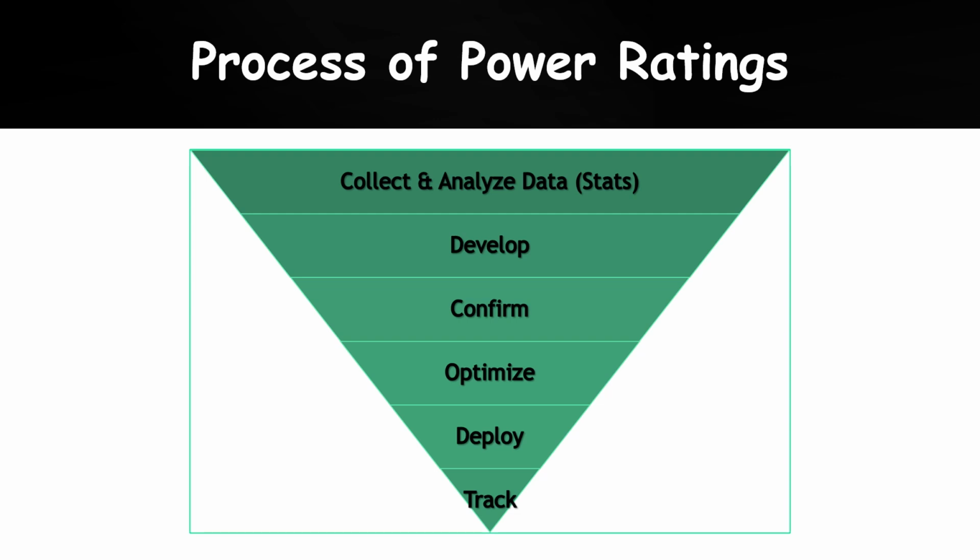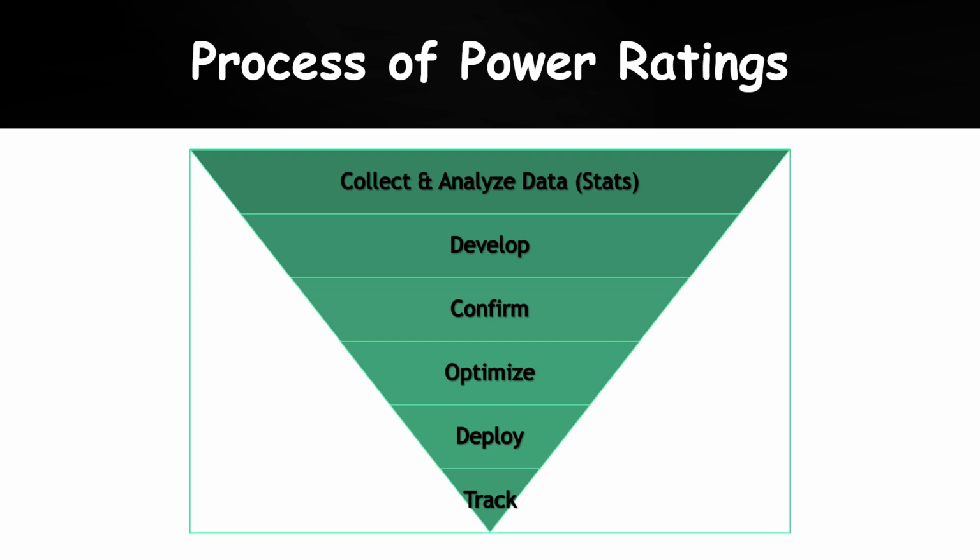Step 2, we're going to develop the power ratings. When we develop the power ratings, use your statistics to create a formula that can accurately predict the future performance of a team or player. This can be anything from regression analysis to Monte Carlo simulations. You can dig as deep as you want, but make sure the prediction output is the same for every team.